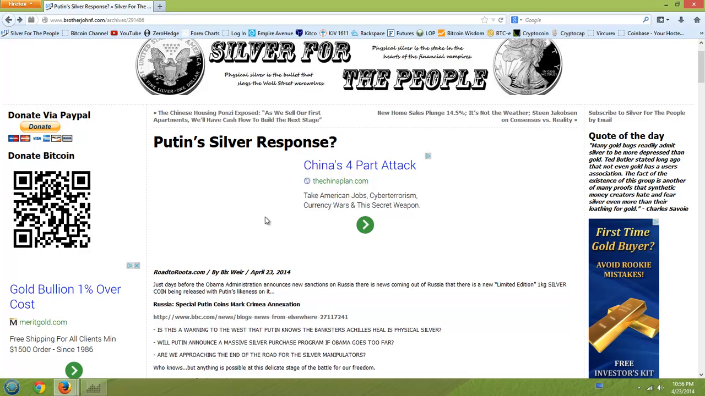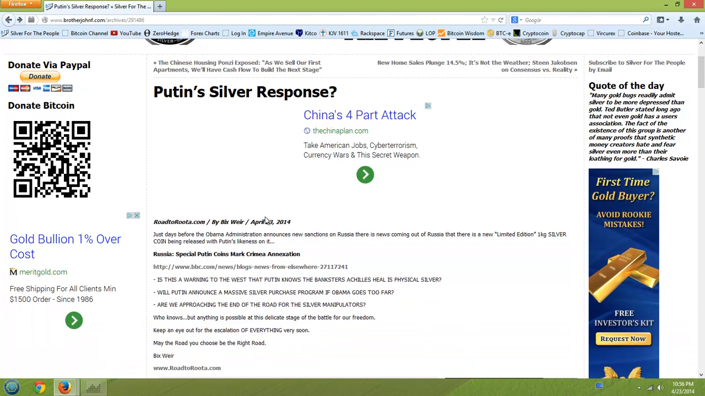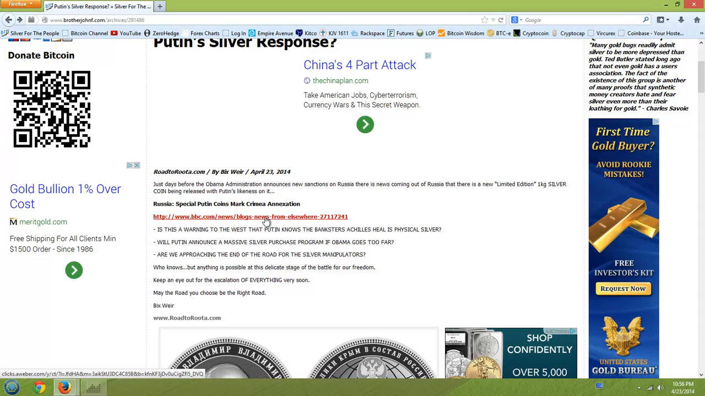This is from Bix Weir, Putin's silver response, roadtoruta.com, Bix Weir, April 23rd. Just days before the Obama administration announces new sanctions on Russia, there is news coming out of Russia that there is a new limited edition 1 kilogram silver coin being released with Putin's likeness on it. Russia special Putin coins marked Crimea annexation.